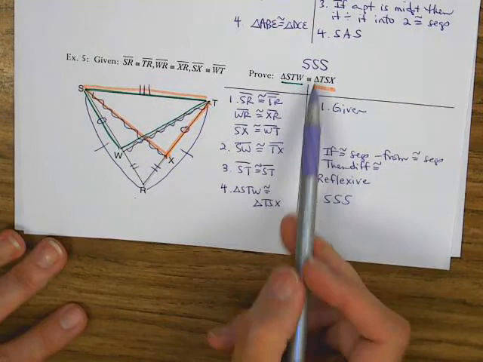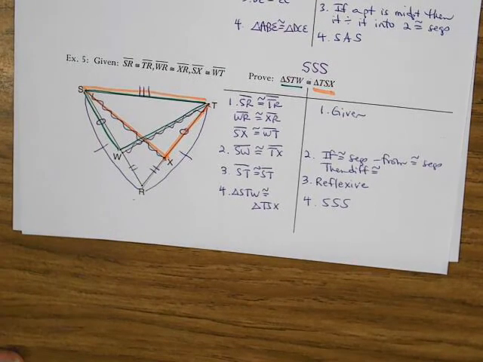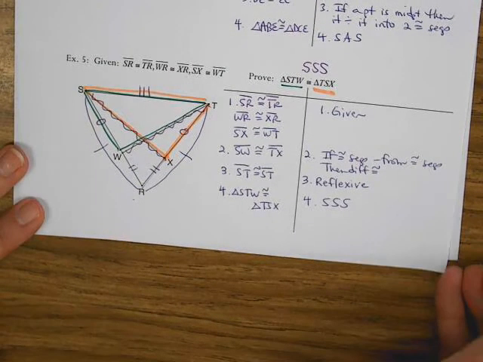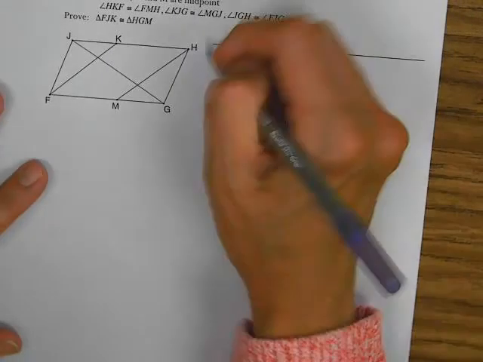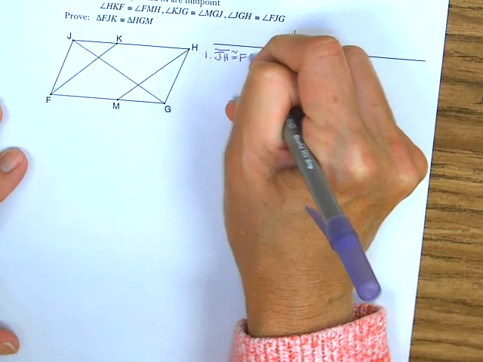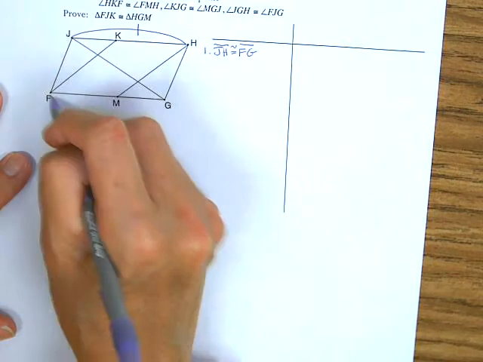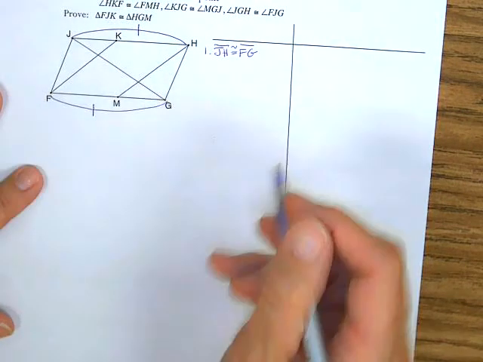So it's kind of a good idea sometimes to keep track of the parts you have, so that when you get to the end you know which congruence you have. Let's look at the last example. All right, this is a long one. We have JH congruent to FG. Let's mark that. JH and FG, those are those long segments.